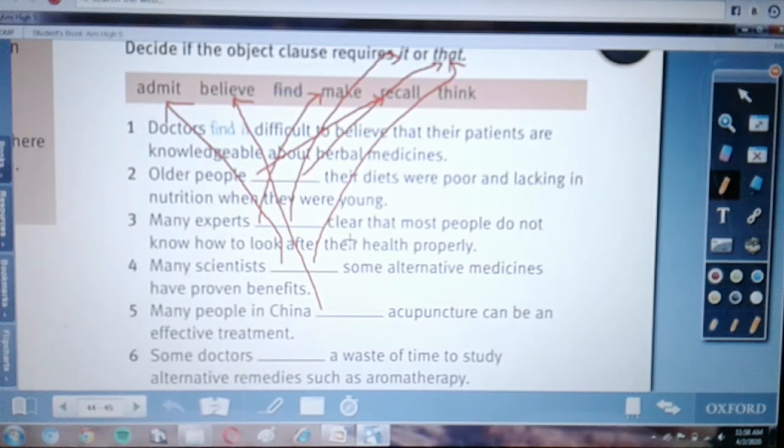Which one sounds better and natural? The one with it or the one with that? The one that sounds better is believe that. So you need to use that here.